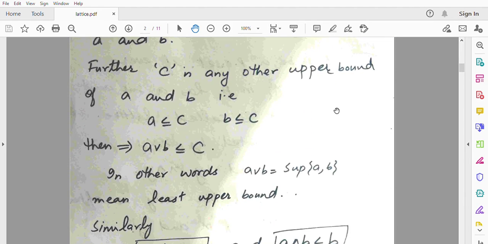Further, C is any other upper bound of A and B. If C is any other upper bound, then by the definition of upper bound A must be preceded by C and B must be preceded by C. From here you can say that C is an upper bound of A and C is an upper bound of B, according to the order relation defined in that class. So in this case we can say that A sup B is preceded by C, because when you take the supremum of both sides, A sup B is preceded by C sup C, and C sup C is again C, since the supremum of similar elements is the element itself. So A sup B is preceded by C.